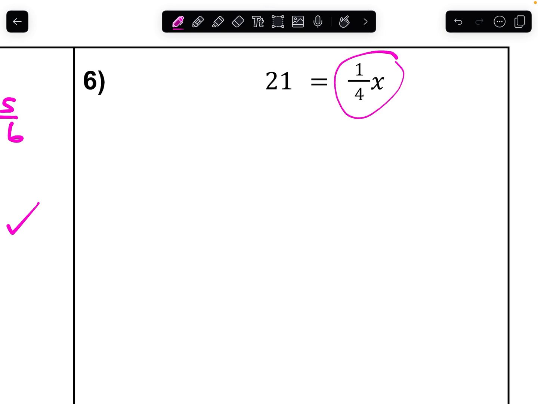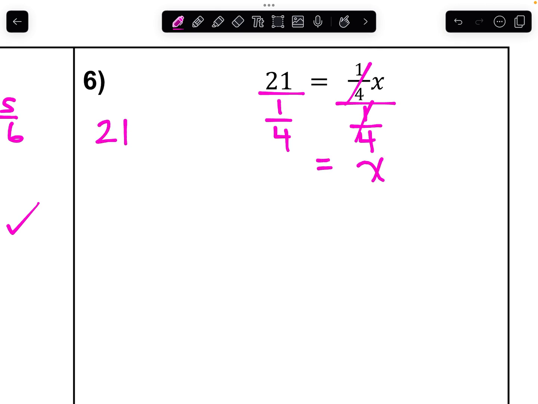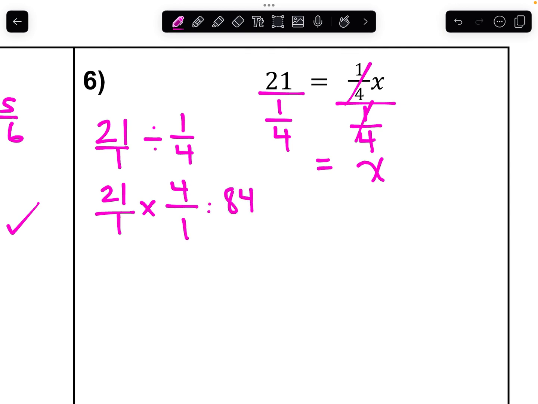This is a fourth multiplied by x, therefore we must divide both sides by 1/4 to cancel it out and get rid of it. They will go away over here because they're opposites, leaving us with 21 divided by 1/4. 21 is 21 over 1. Keep it, change it, flip it, and that will be 84. How do I know? Because 4 times 1 is 4, 2 times 4 is 8. That's going to be 84.